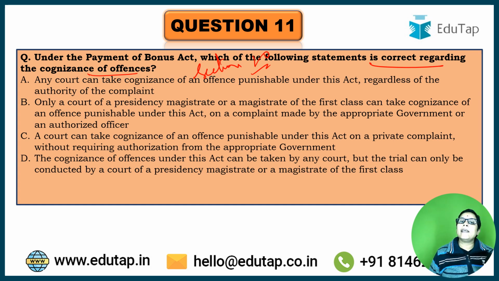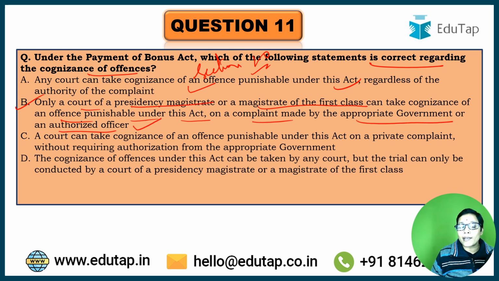Who is that person? If appropriate government is central government, like in sectors like oil fields, mines, etc., regional labor commissioner only, he can go for this. और अगर state government है, appropriate government like pharma, textiles, etc., उसमें labor commissioner. So here only a court of a presidency magistrate or a magistrate of first class can take cognizance of an offence punishable under this act on a complaint made by the appropriate government or an authorized officer. जो हमने देख लिया, सेंट्रल गवर्नमेंट में कौन है, अगर स्टेट गवर्नमेंट का सेक्टर है तो कौन है. So here B is the correct answer in this case.